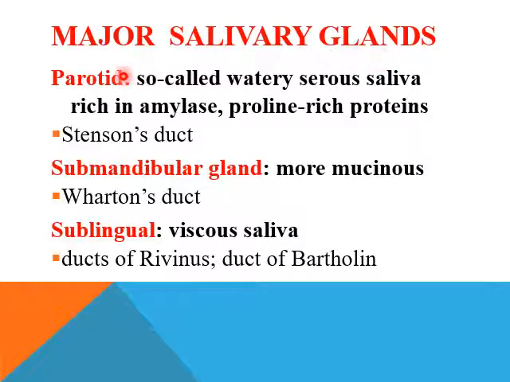Major salivary glands: parotid, submandibular, and sublingual. Parotid produces watery serous saliva rich in amylase and proline-rich protein. The main duct is Stensen's duct. Submandibular is more mucinous in secretion. The main duct is Wharton's duct. Sublingual is viscous saliva. The main duct is Bartholin's duct, and the small ducts are called ducts of Rivinus.